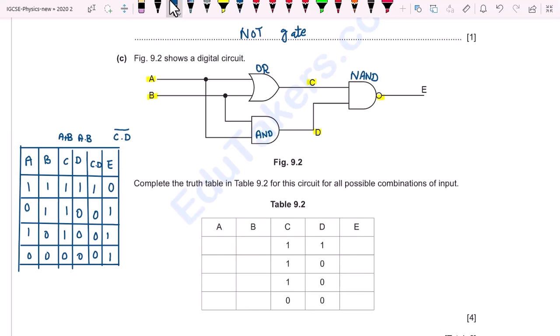When C and D is 1, the inputs are 1 1. When 1 0, in this case, the inputs are 0 1. When again 1 0, then 1 0 are the inputs. In the case of 0 0, the inputs will also be 0. And again we fill it for E, 0 1 1 1. So we have completed this table using these logic gates.